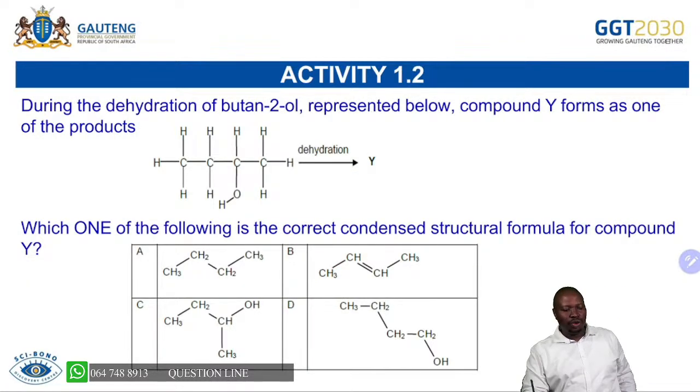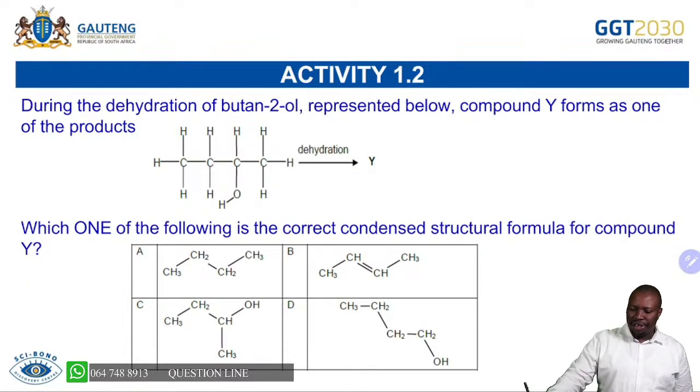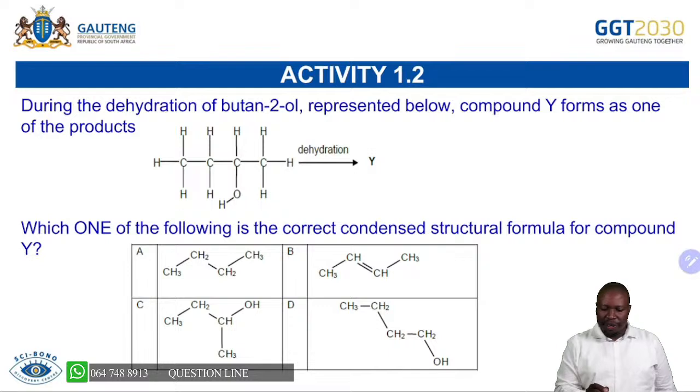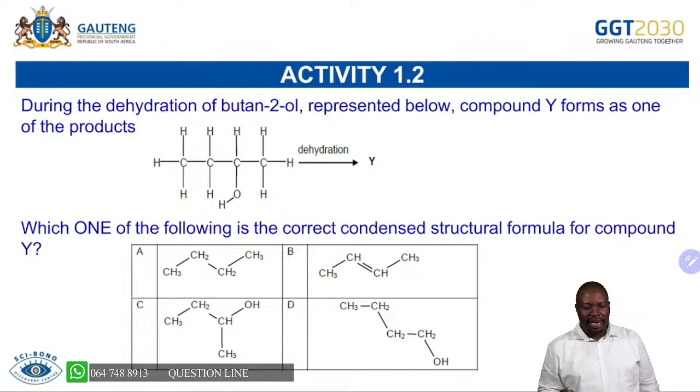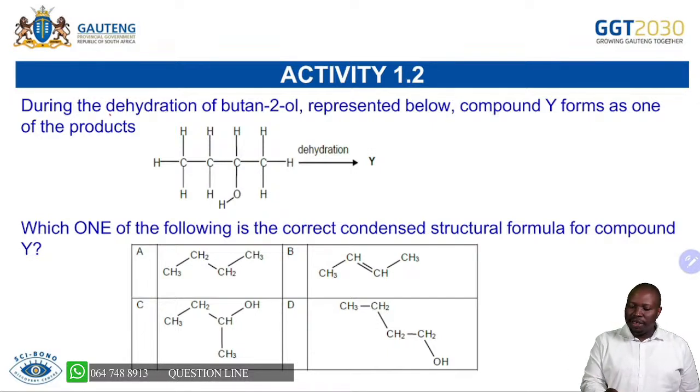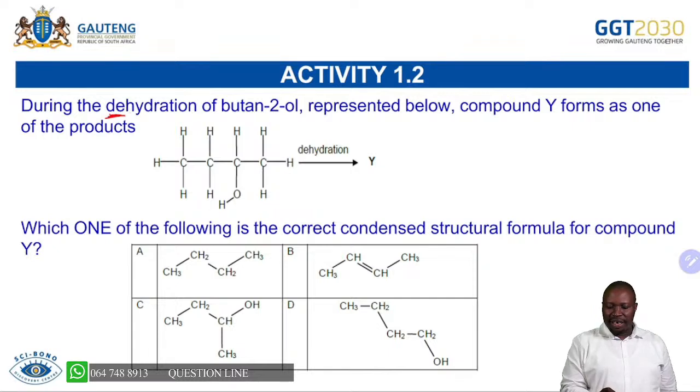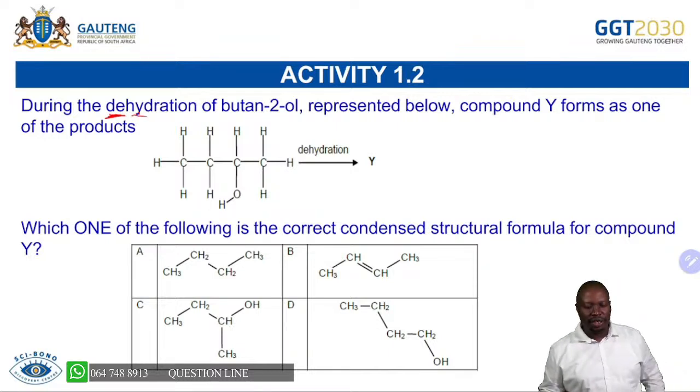Now let's go to 1.2, which says: during the dehydration of butanol represented below, compound Y forms as one of the products. Remember, the word dehydration, the D, means removal. What are we removing? Hydration, so we're removing water. When we remove water here, which product will be formed? That's what this question is saying.